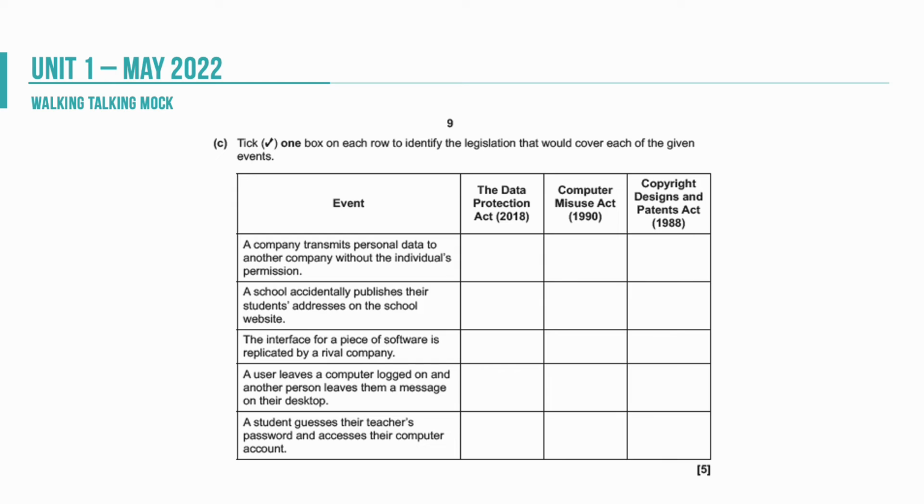We've got another nice tick box answer here. Tick 1 box in each row to identify the legislation that would cover each of the given events. We've got then some events down the left-hand side and some legislation. We've got the Data Protection Act, Computer Misuse Act, and the Copyright Designs and Patents Act.